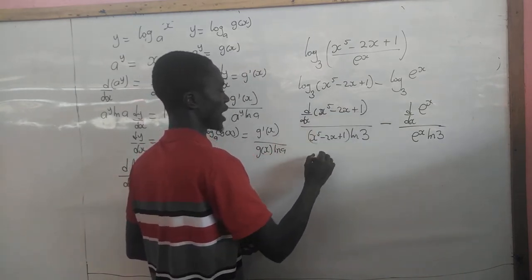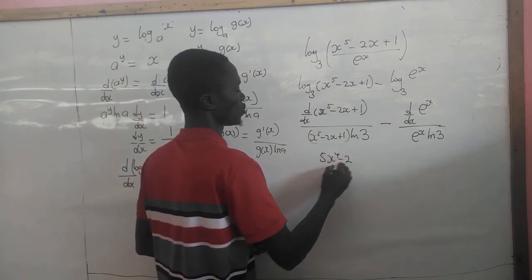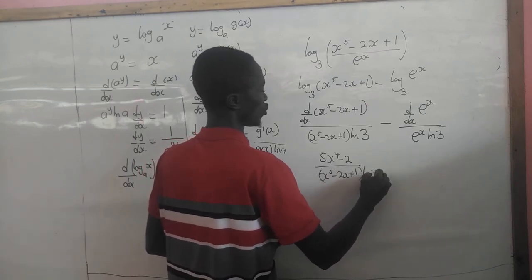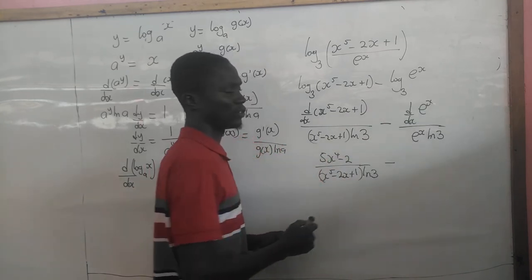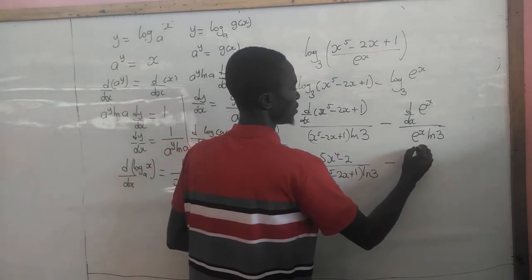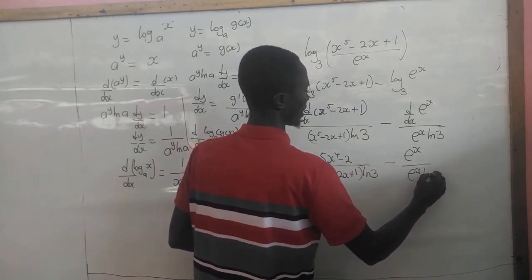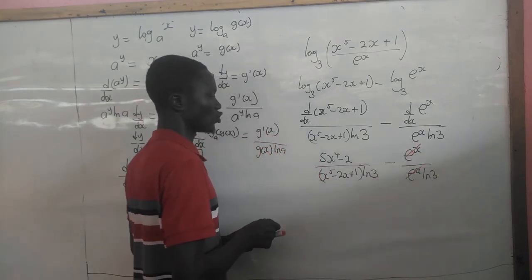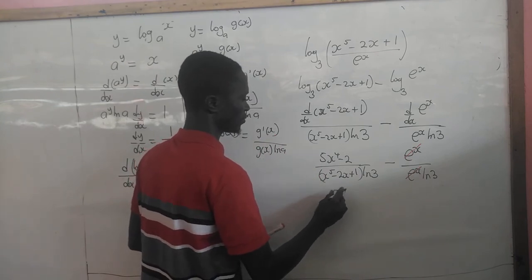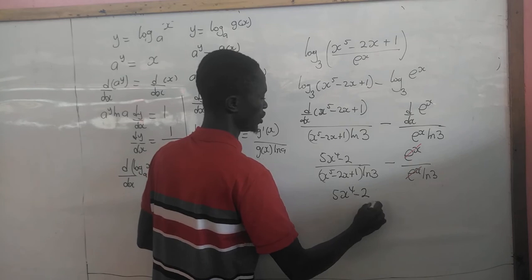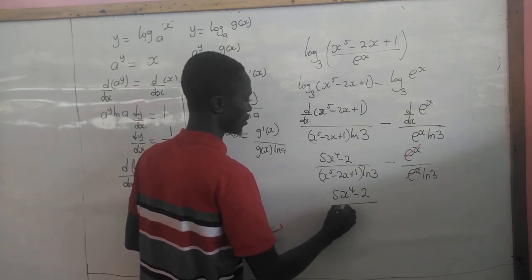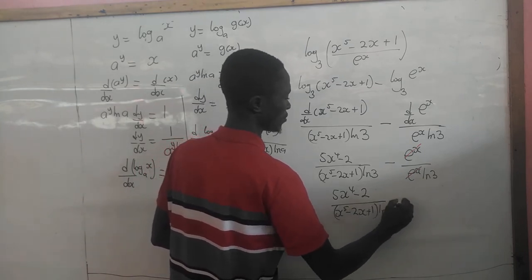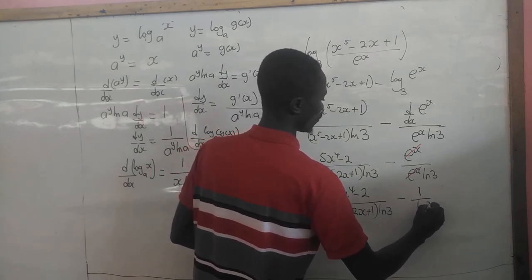If we differentiate this one, we are going to have 5x to the power 4 minus 2 divided by x to the power 5 minus 2x plus 1 times the natural log of 3. Minus, if you differentiate e to the power x, you get the same e to the power x divided by e to the power x times the natural log of 3. And what will happen? This e to the power x will take away e to the power x. So we are left with 5x to the power 4 minus 2 divided by x to the power 5 minus 2x plus 1 times the natural log of 3 minus 1 divided by the natural log of 3.